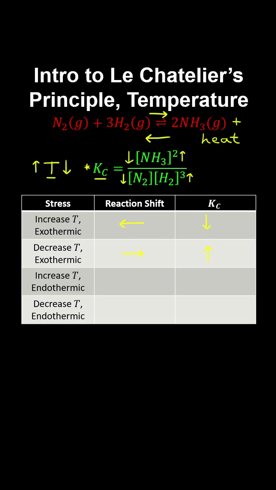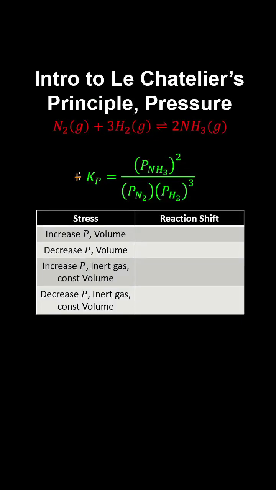And in the case of an endothermic reaction, we will treat the heat being added as a reactant, and I'll leave it for you to think about and verify that the shifts in the reaction would be in the opposite direction to the exothermic reaction. Another way we can stress a reaction at equilibrium is by changing the pressure of the system.